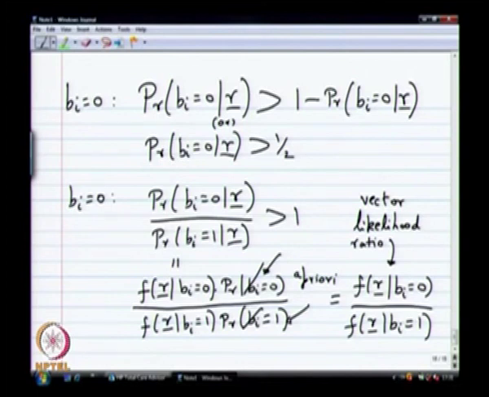So this is the likelihood ratio and we will stop here. There is only about 30 seconds left, I do not want to introduce the next thing. So we will stop here and pick up from here in the next class.